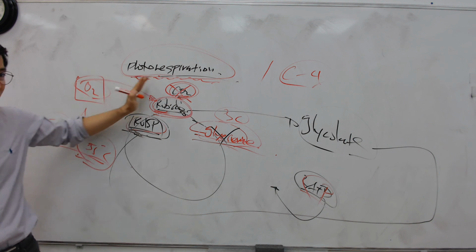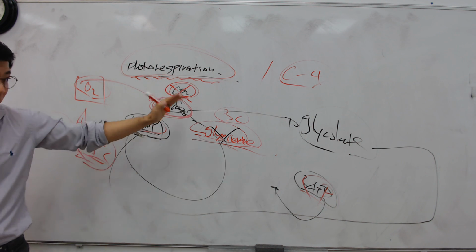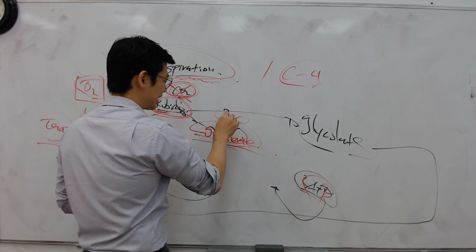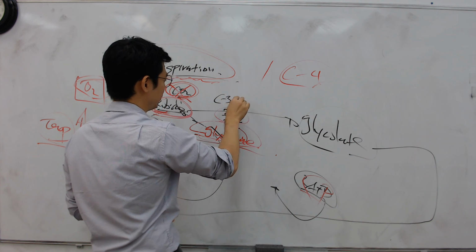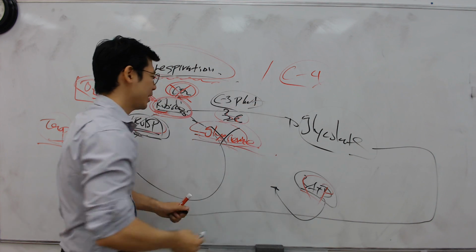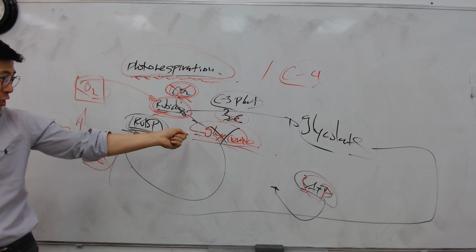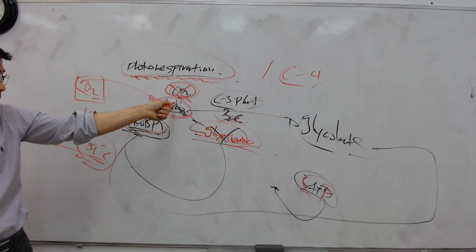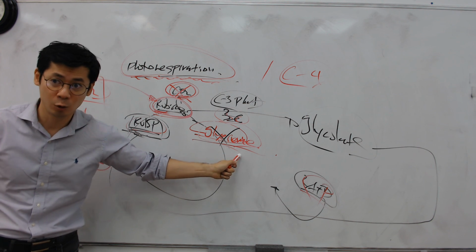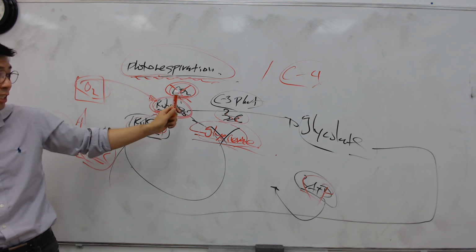Plants that can only do this fixation process, what do they call this? They call it C3 plant. They call it C3 plant because why? The first thing they produce when the carbon is getting fixed is glyceraldehyde, which is a 3-carbon molecule. So they call it C3 plants.